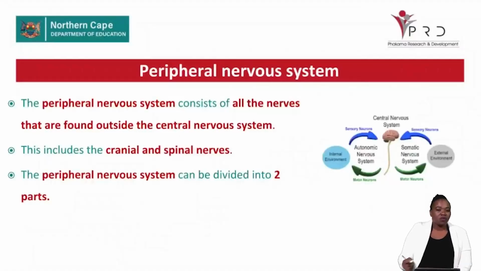Okay, now we are moving on to the peripheral nervous system. Right, so the peripheral nervous system basically works outside of the central nervous system.